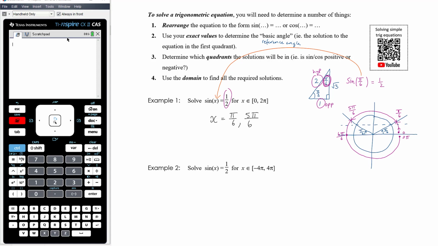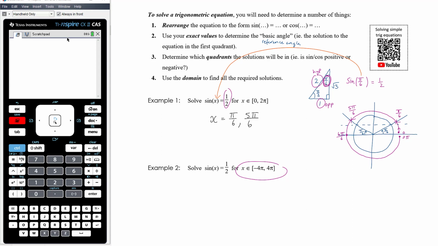Okay, example 2 is the same equation. The only thing that's changing is the domain. So the domain goes from being 0 to 2 pi in example 1, and now it's negative 4 pi to 4 pi.